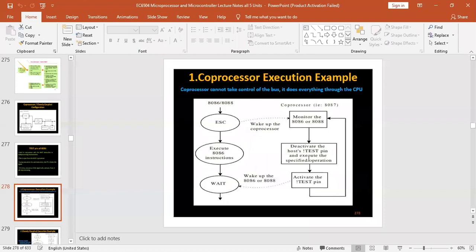Now let us see how this process takes place in the microprocessor. In the 8086 microprocessor, we are going to write instructions. That is, we are going to write both 8086 instructions and 8087 instructions.